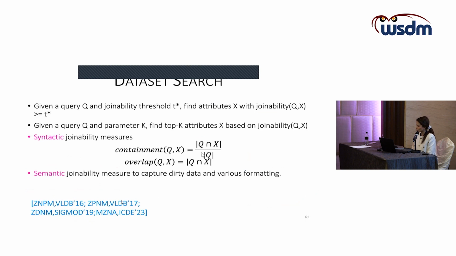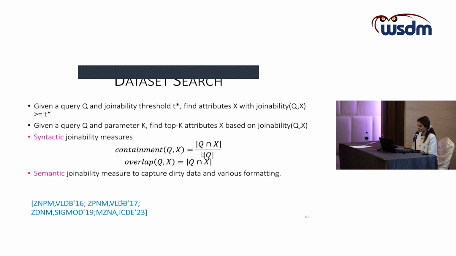So whatever data discovery joinability measure we consider, we can formulate the problem in two ways. It can be a threshold-based search, where I'm given a query Q and a joinability threshold T star, and the goal is to find attributes X such that the joinability of X with the query is higher than this threshold T star. In the top-K version of the problem, I'm given a query Q and a parameter K, and the goal is to find the top K attributes X based on this joinability measure.